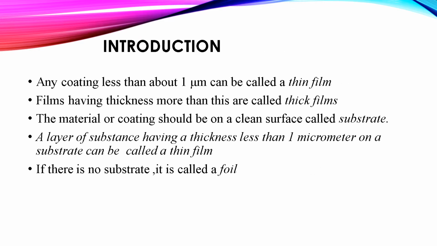Introduction. Any coating which is less than 1 micrometer can be called a thin film. Films having thickness more than this are called thick films. The material or coating should be on a clean surface called substrate. A layer of substance having a thickness less than 1 micrometer on a substrate can be called a thin film. If there is no substrate, in such a case, it is called a foil.